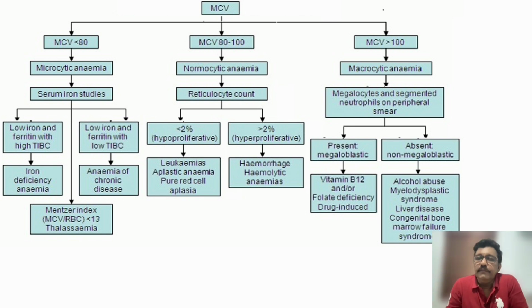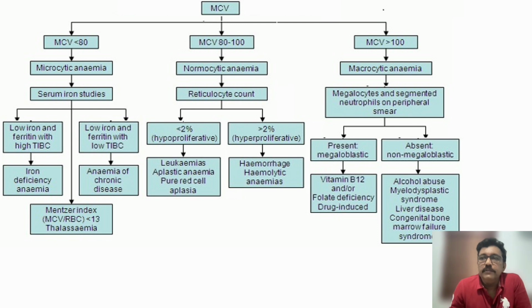Those who are taking only a vegetarian diet without any B12 supplementation can have megaloblastic anemia. Other causes you can see are alcohol abuse, myelodysplastic syndrome, liver disease, congenital bone marrow failure, like that. So many other causes are there for megaloblastic anemia. Whenever we see megaloblastic anemia in clinical practice, give 1 or 2 days of B12 injection. That is not very costly. Instead of investigating these cases in detail, you can give 1 or 2 days of B12.